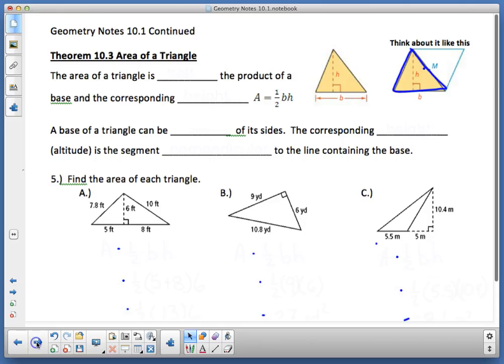Okay, as we're sliding on here, let's go on and look at area of a triangle. You've been working with triangles for years. The area of a triangle is half the product of the base and the corresponding height. A equals 1/2 base times height.